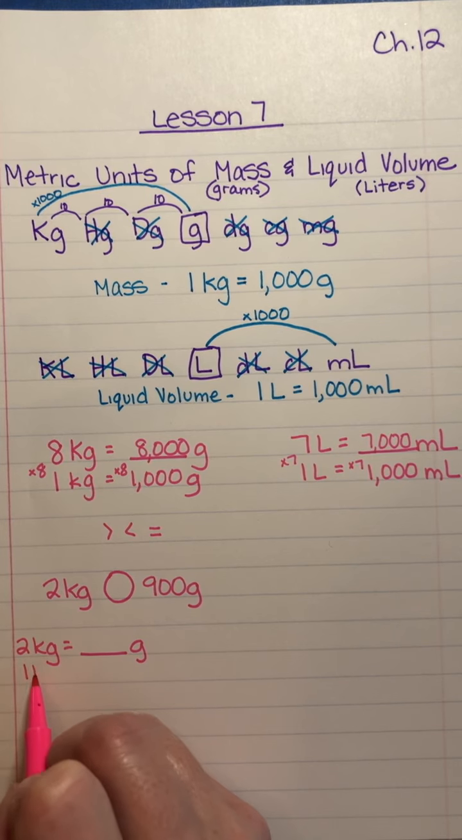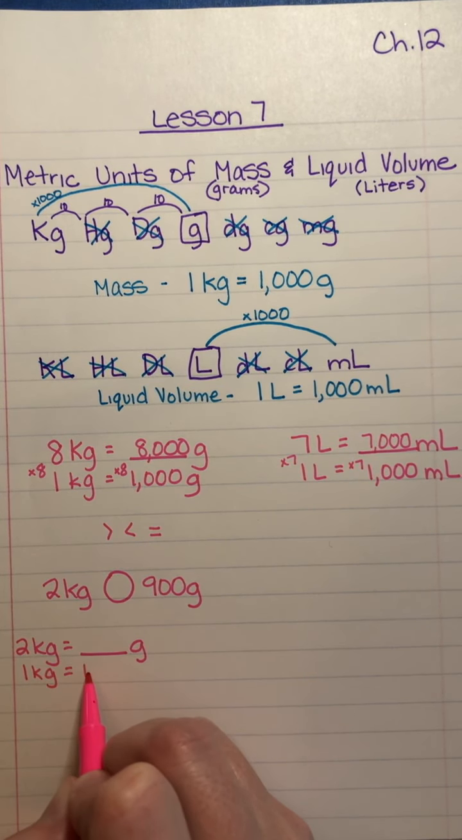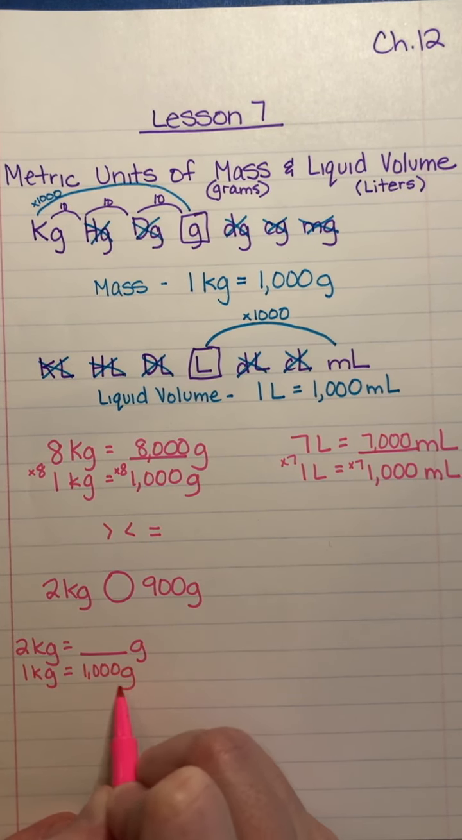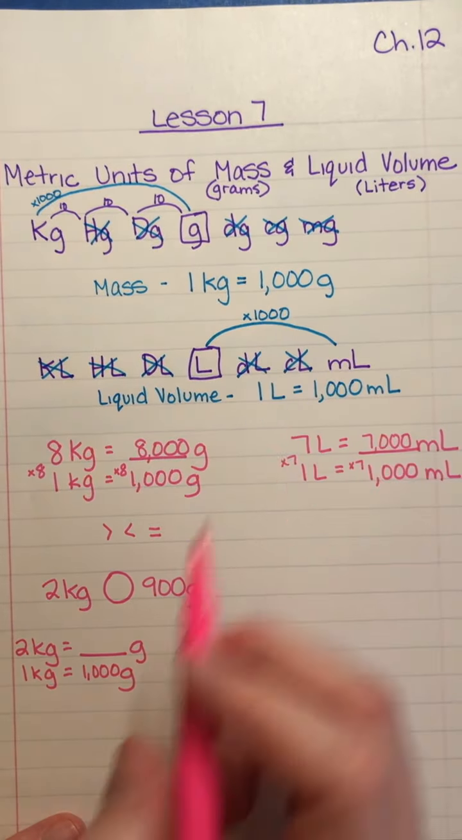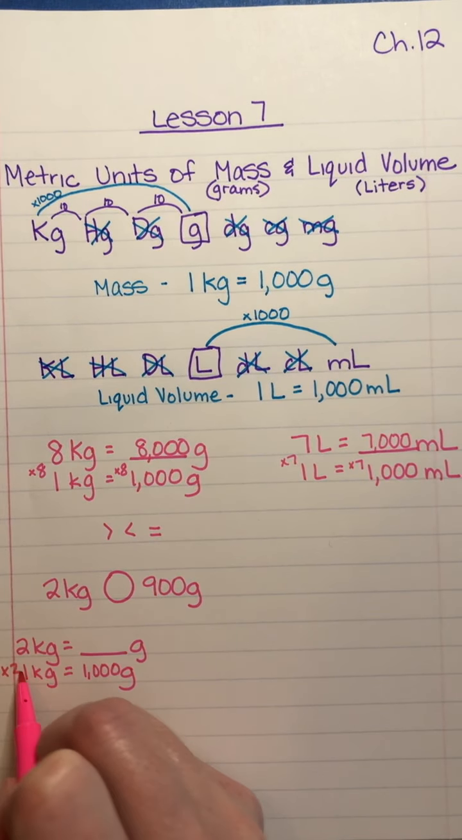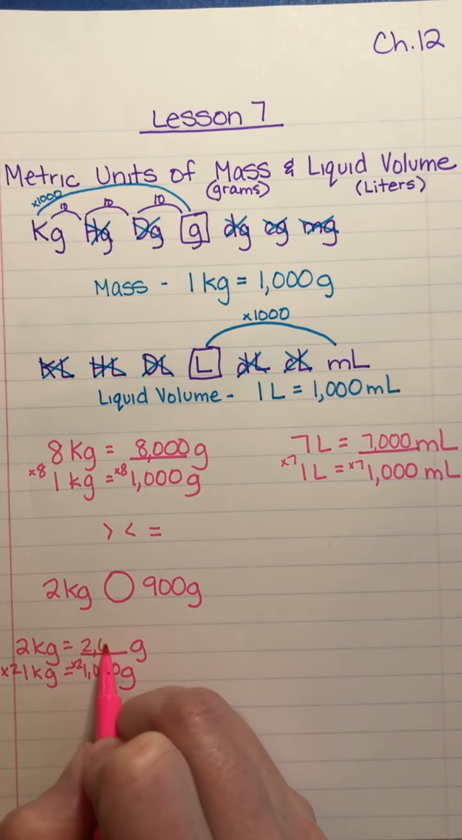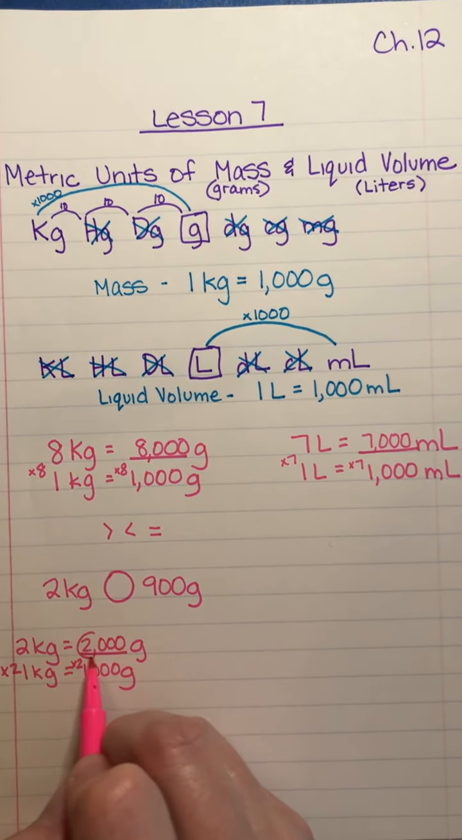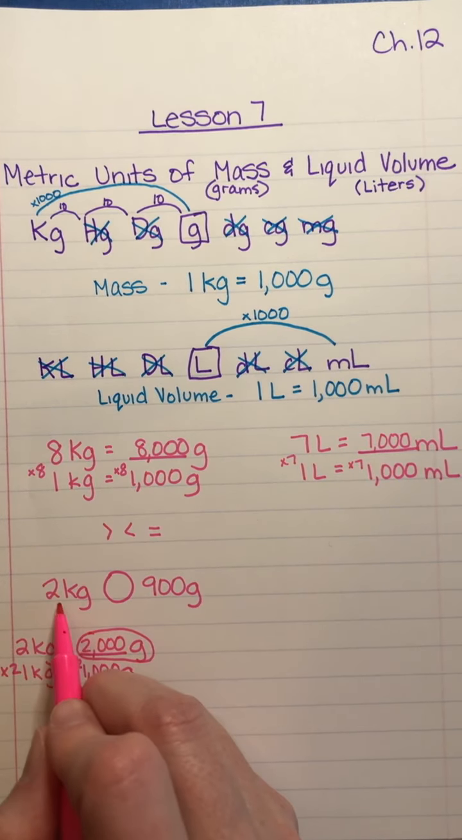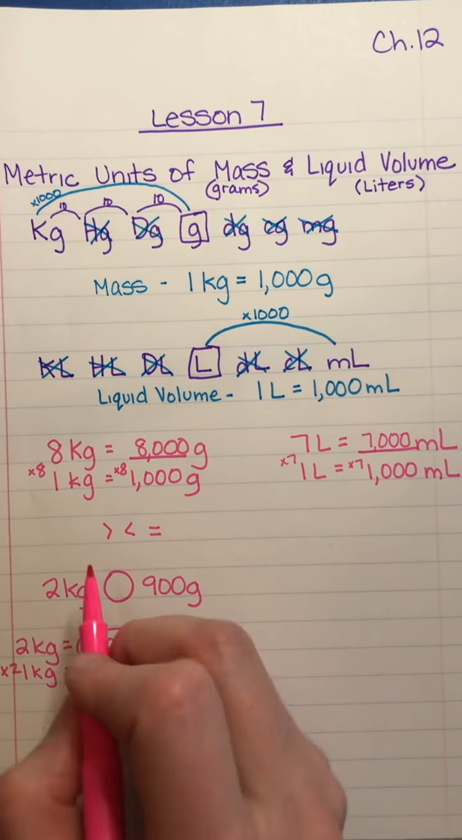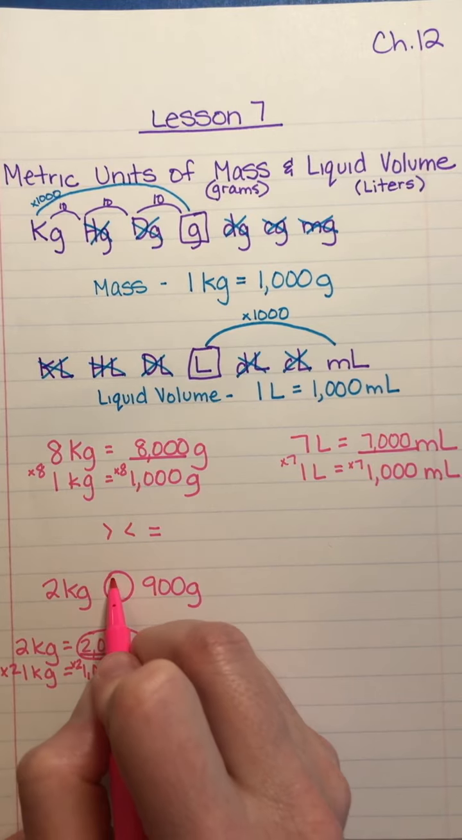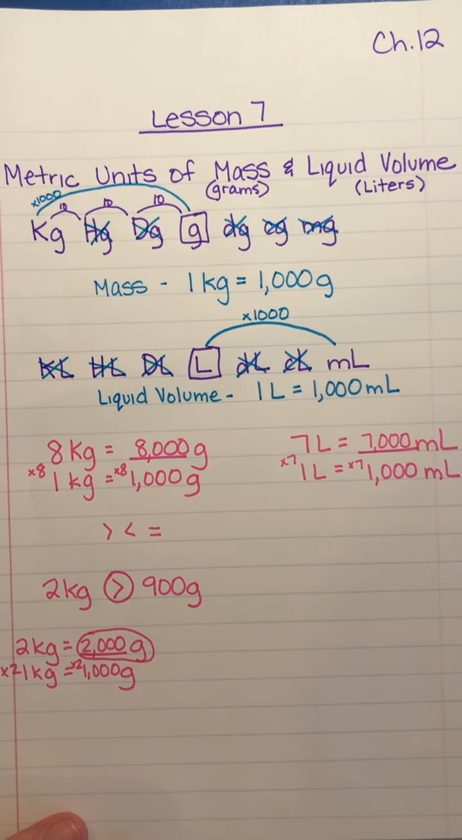I know that 1 kilogram is equal to 1,000 grams. And remember, you can find that information up here. So 1 times 2 is 2. Same thing on this side. 1,000 times 2 would be 2,000. So I'm looking at 2,000 grams over here compared to 900 grams over here. And I now can accurately say that it is greater than.